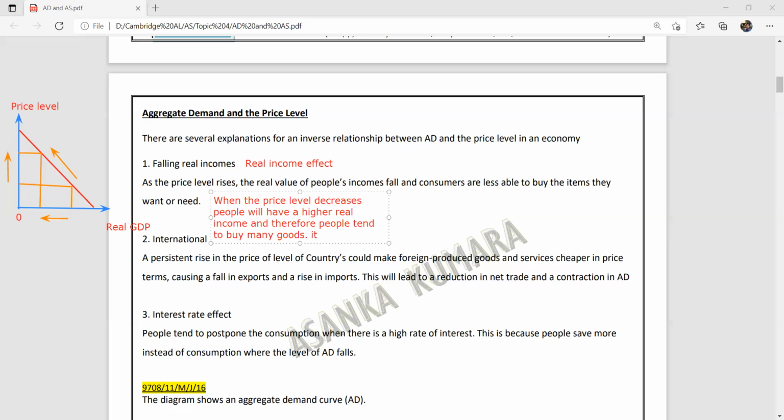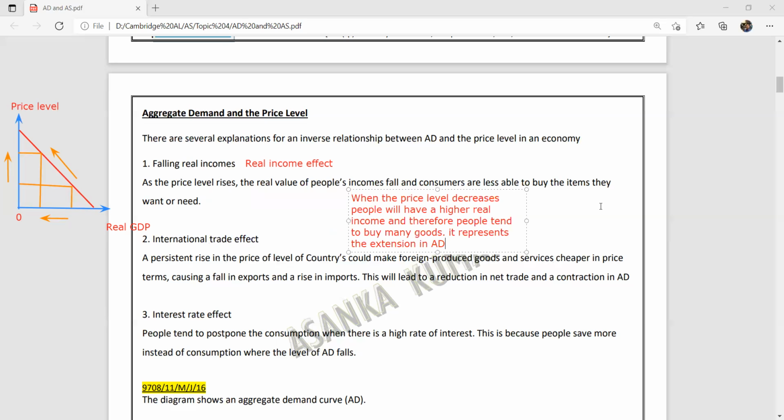Actually, it represents the extension in aggregate demand. So a movement downward is an extension in aggregate demand. In the opposite case, it is a contraction in aggregate demand. So extension and contraction occur. Therefore, the aggregate demand curve slopes downward. It is the first point.